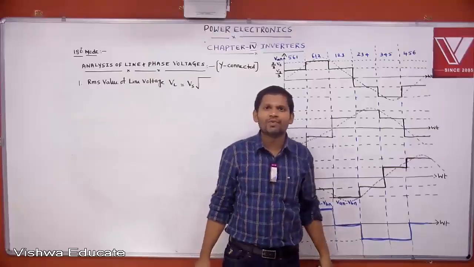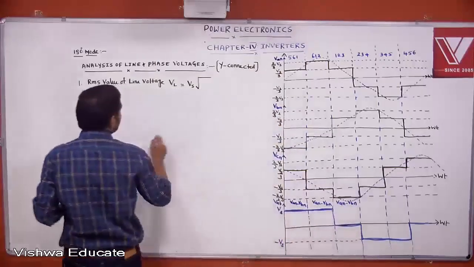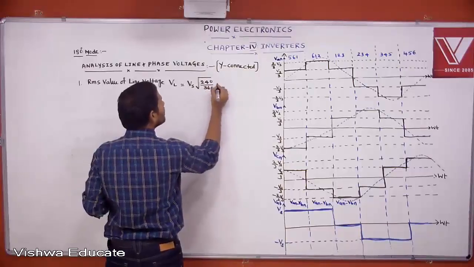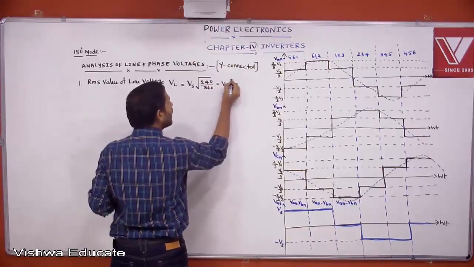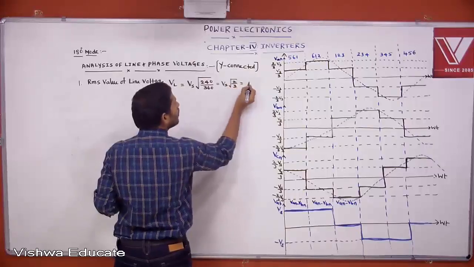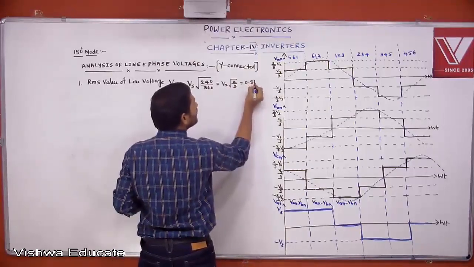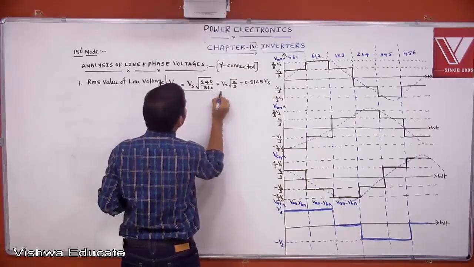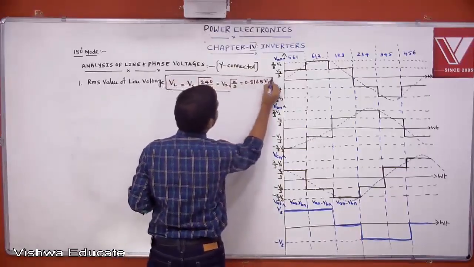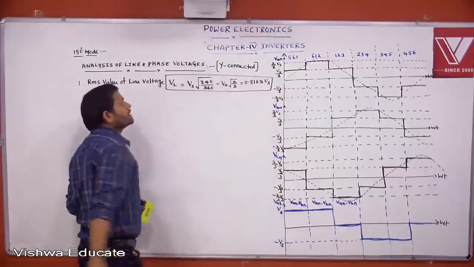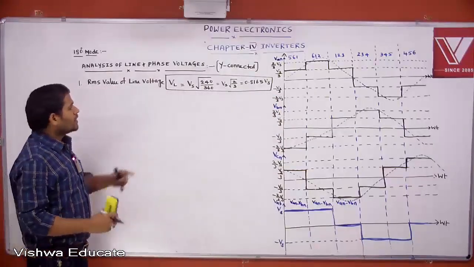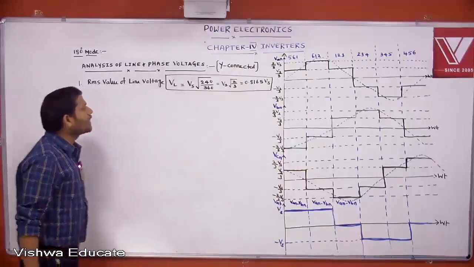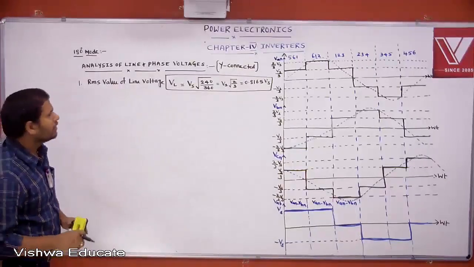This is a quasi-square waveform, na? 240 degrees it exists. Then 240 by 360. Then how much do you get? Vs into square root of 2 by 3, that equals 0.8165 Vs. This is the RMS value of line voltage. In competitive exams, the direct formula is also asked. Concentrate. You simplify this root 2 by 3, then we get 0.8165. That is, the RMS value of line voltage equals 0.8165 Vs.